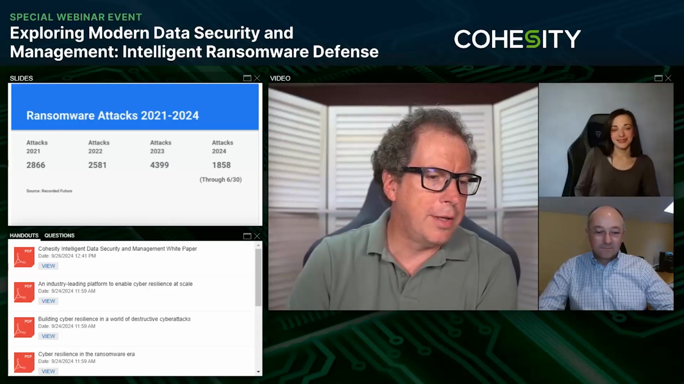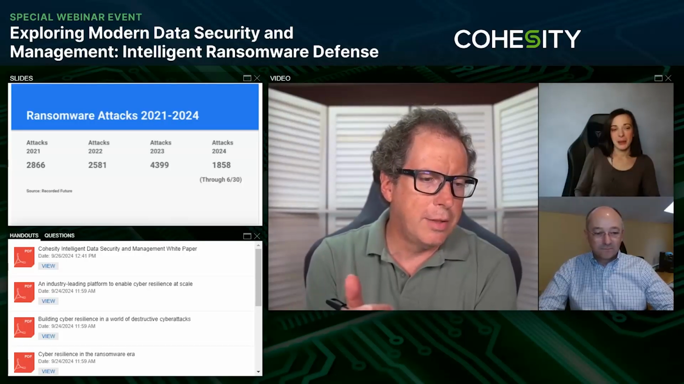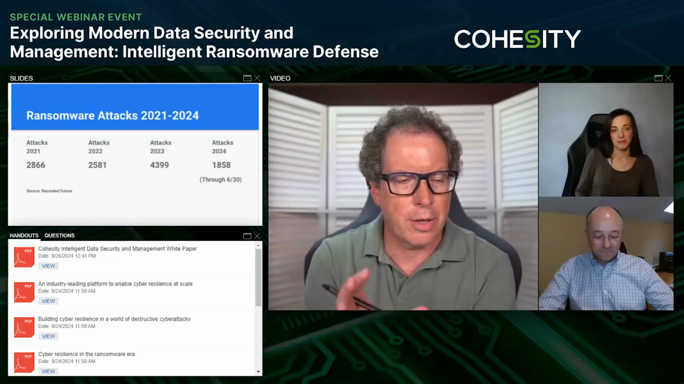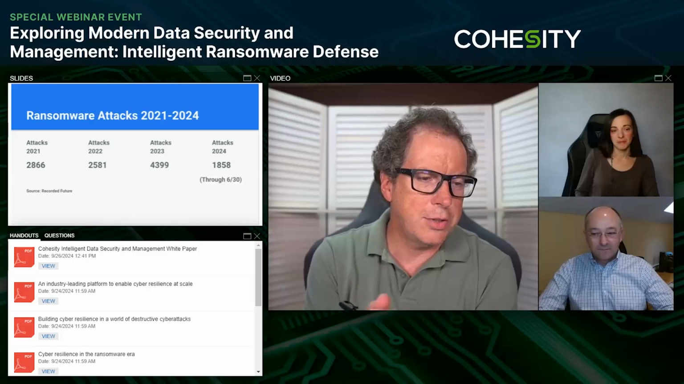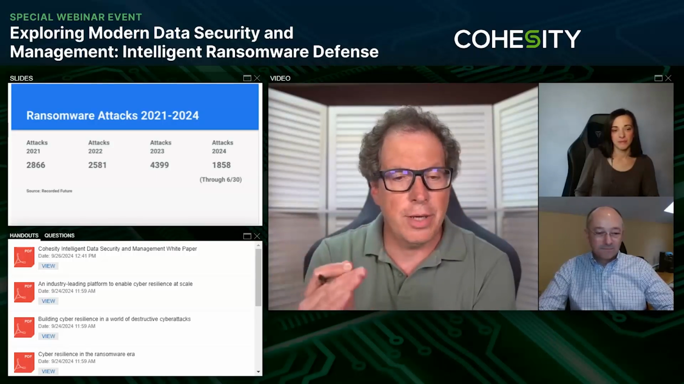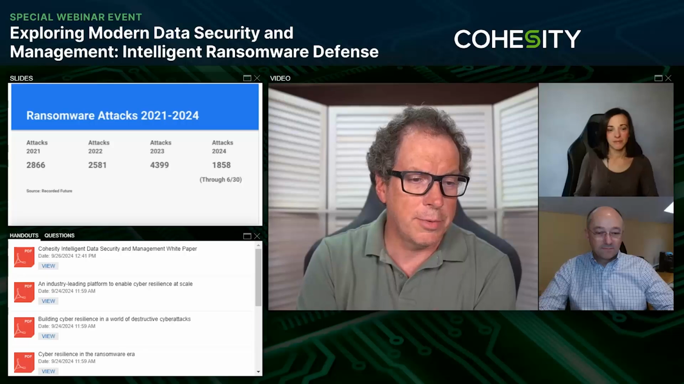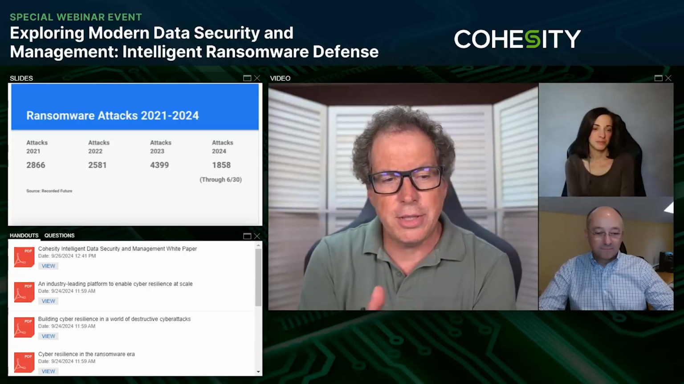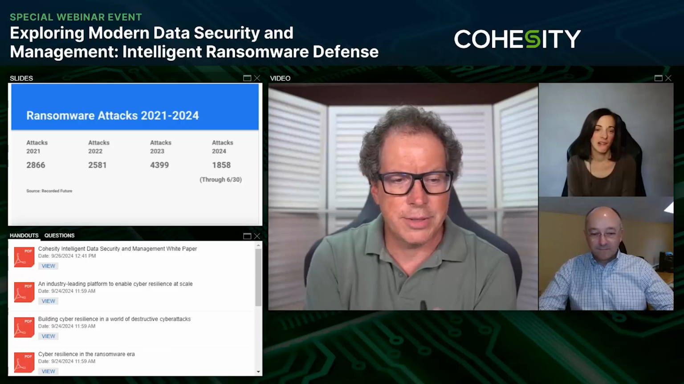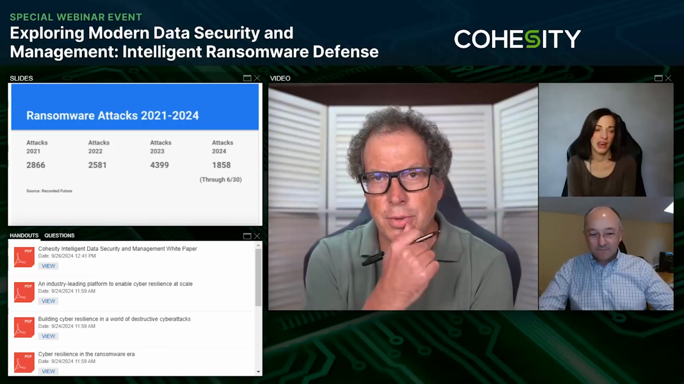So, in 2021, we had 2,866 ransomware attacks. This is according to Recorded Future, who does a lot of ransomware research. 2022 went down a little bit, 2,581 attacks. 2023 really jumped up to almost 4,400. And then this year, it looks like we're on track for 3,800, 3,900. Basically, the number there is through June 30th.